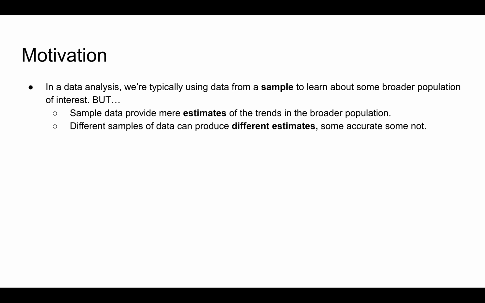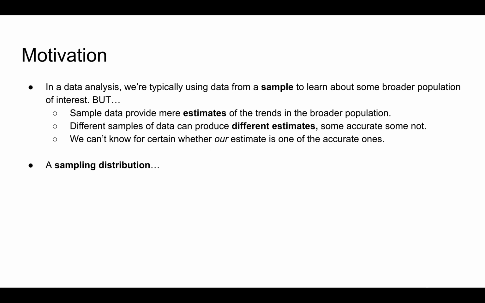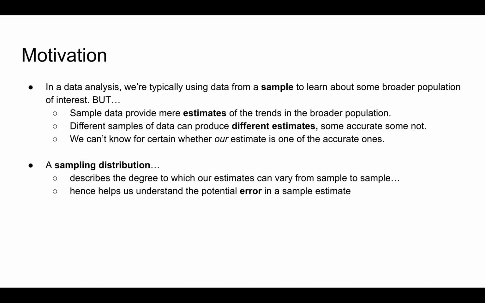Further, different samples of different data can produce different estimates, some accurate, some not. And unfortunately, we can't know for certain whether our estimate is one of the accurate ones. This is where sampling distributions come in. A sampling distribution describes the degree to which our estimates can vary from sample to sample. Hence, it helps us understand the potential error in a sample estimate.